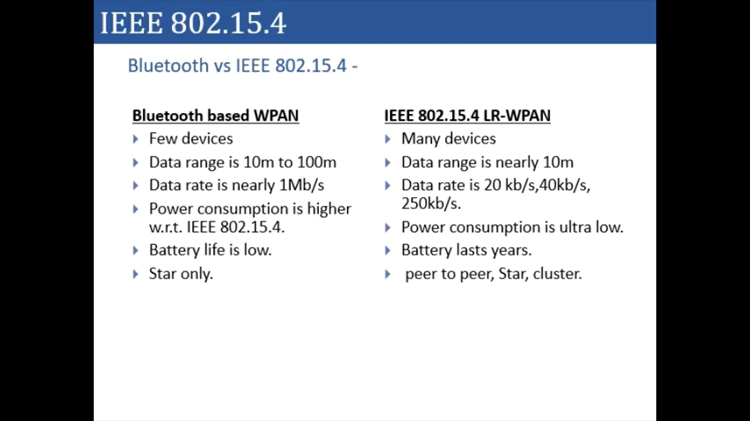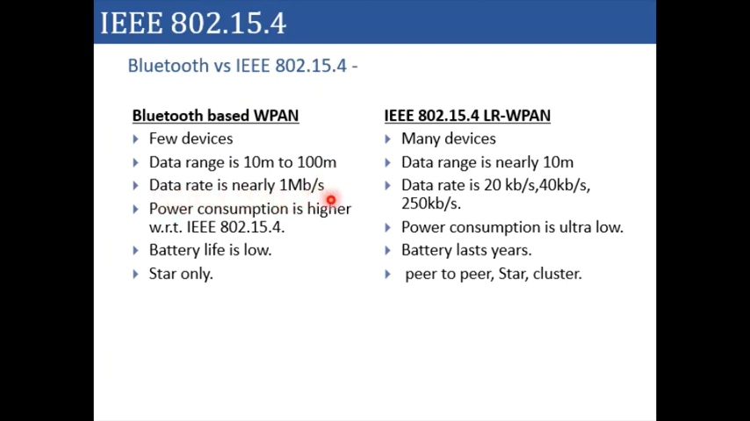Now let's talk about the difference between Bluetooth based wireless personal area network and IEEE 802.15.4 based low rate wireless personal area network. In case of Bluetooth, the devices which we can connect through Bluetooth are few. Typically we can connect only up to 8 devices through one coordinator, that is PAN coordinator. The data range is from 10 meter to 100 meter in case of Bluetooth.